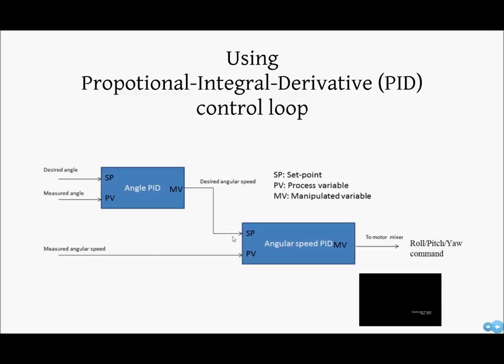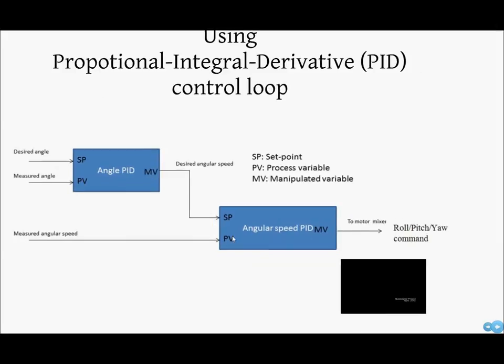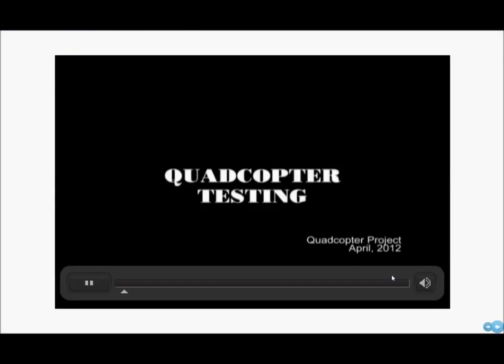For example, we can have a very balanced quadcopter, and let's look at how we tested it.